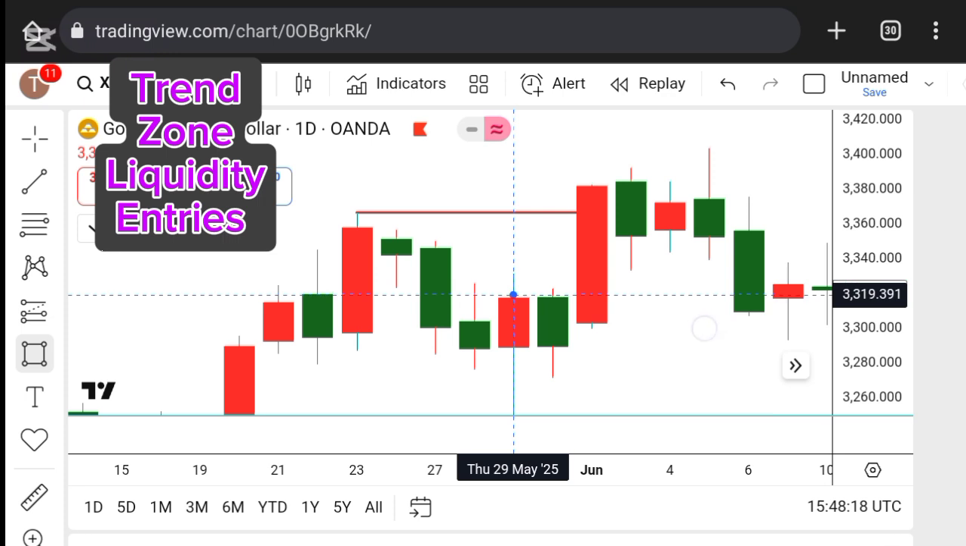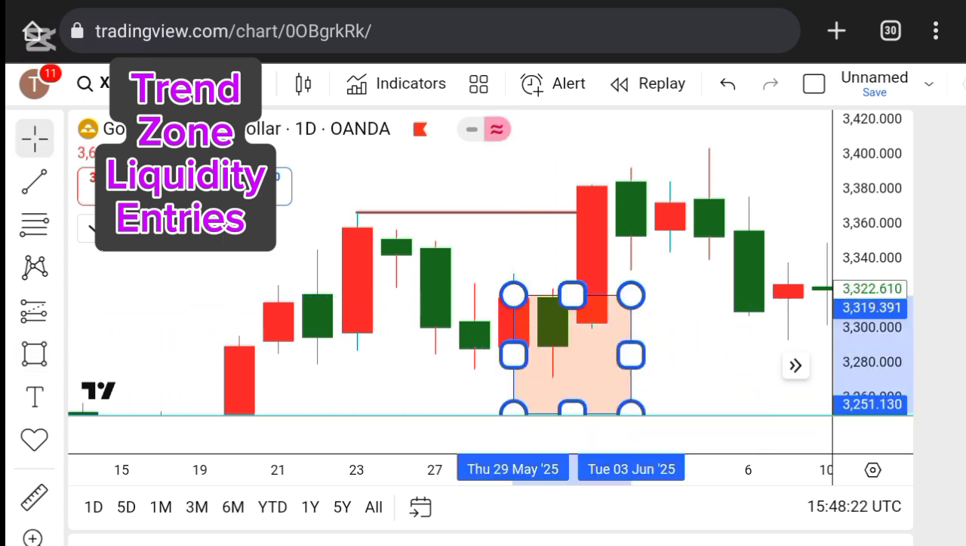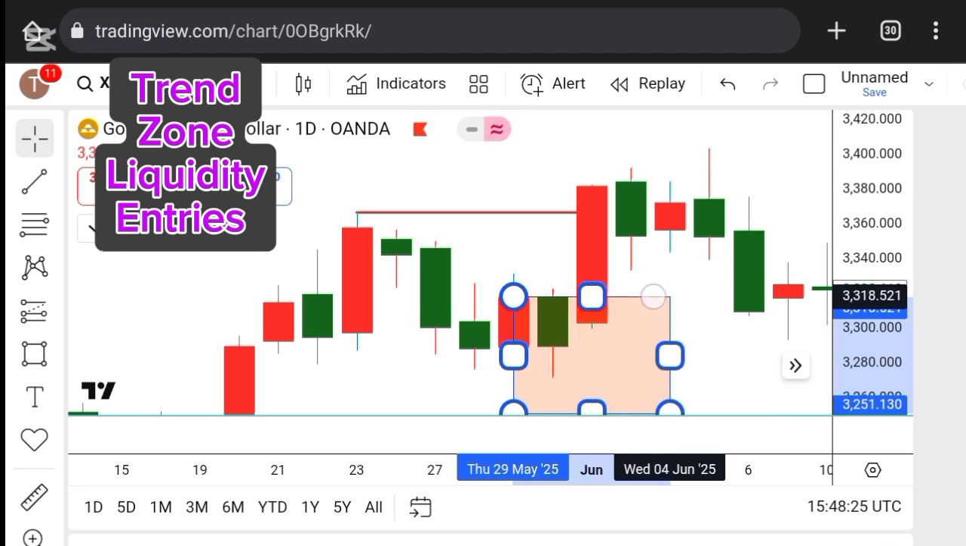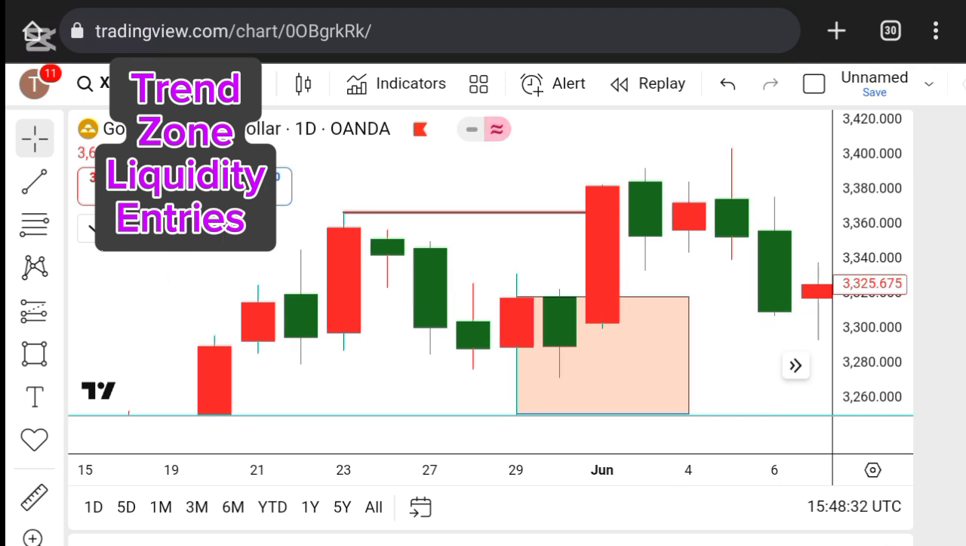Let me scale out my structure, my zone. So my zone becomes this very one right here. Here is my entire zone. So will I just take a trade once the market comes into this zone? This is my daily chart.